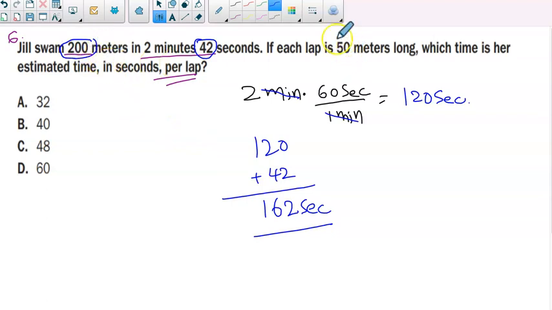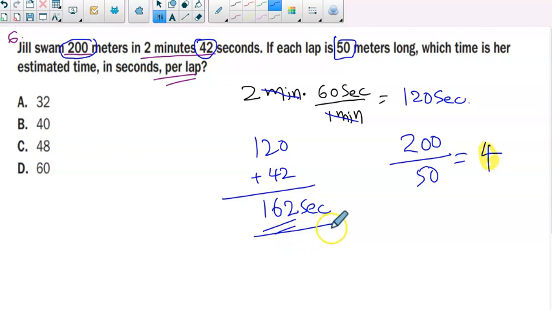But the question is the estimated time for 50 meters. So how many 50s will make 200 meters? Let us see. In 200 total, how many laps? Each lap is 50, so I am dividing by 50. 200 divided by 50 gives me 4. So to cover 4 laps, the time taken is 162 seconds.